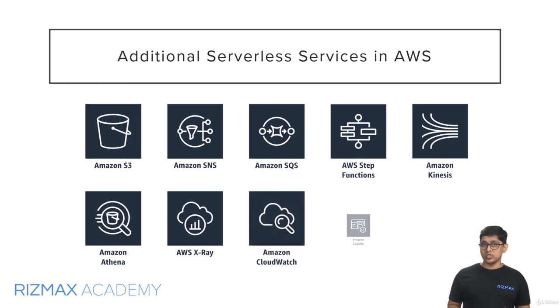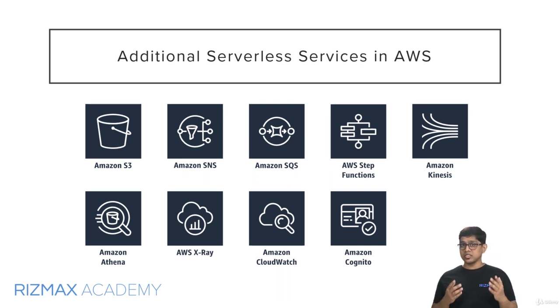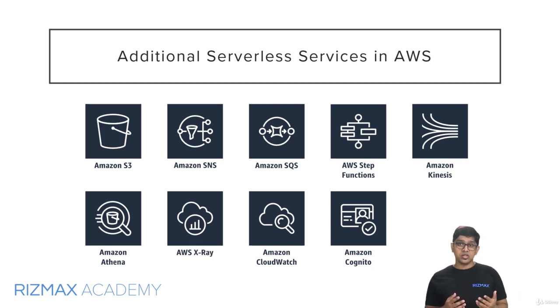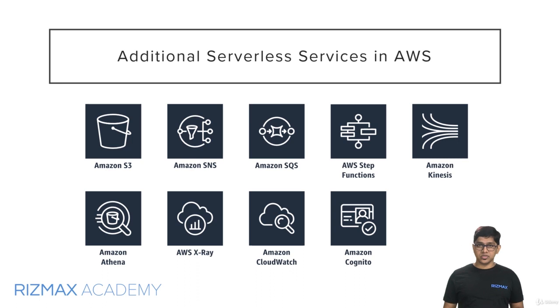Then we have AWS Cognito, which is a serverless user authentication and management service. It supports authentication of users for your application via usernames and passwords, and also via federated identity or OpenID providers like Facebook, Google, Twitter, Amazon, and so on. And you can also have your own custom OpenID providers.